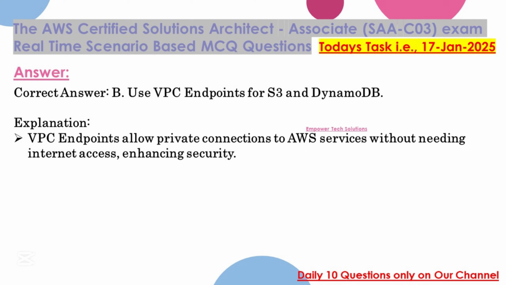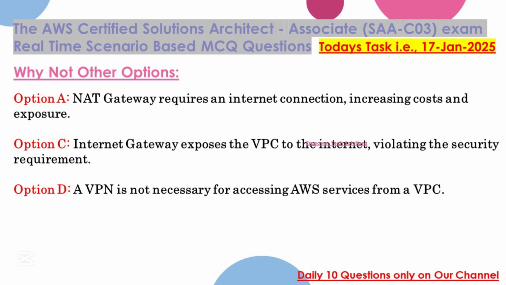Explanation: VPC endpoints allow private connections to AWS services without needing internet access, enhancing security. Why not other options? Option A. NAT gateway requires an internet connection, increasing costs and exposure. Option C. Internet gateway exposes the VPC to the internet, violating the security requirement. Option D. A VPN is not necessary for accessing AWS services from a VPC.